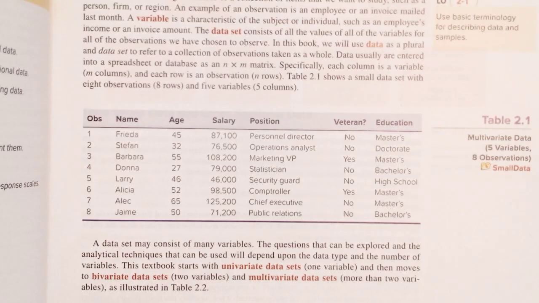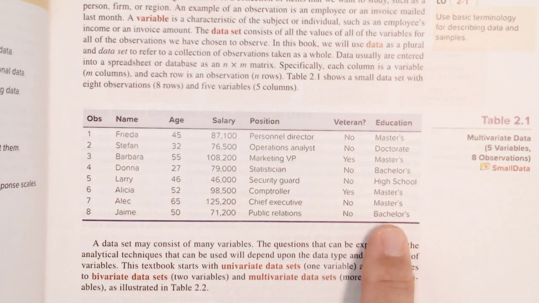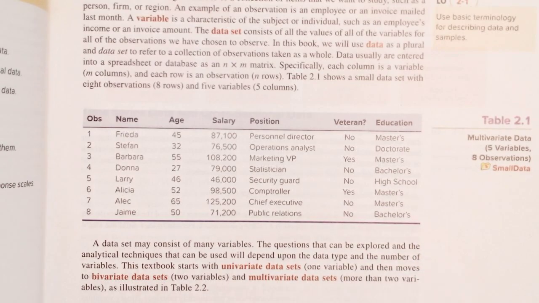But then each individual variable has some different properties. Whether or not you're a veteran, it's a yes, no question. What your highest education is, well, there are a bunch of options there. Age and salary are numbers. Position is a description, right? As a matter of fact, within that list of positions, do any 2 people in this list have the same position?